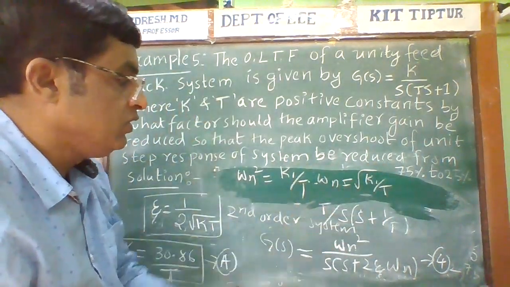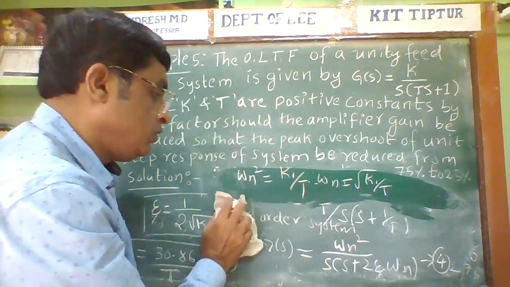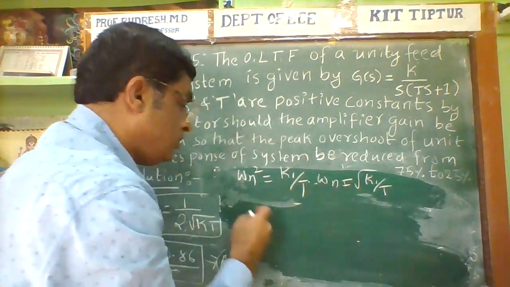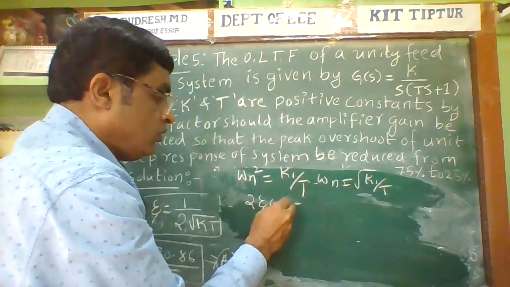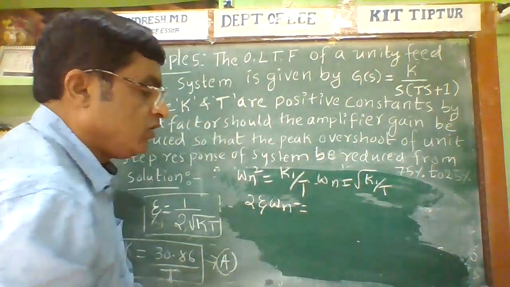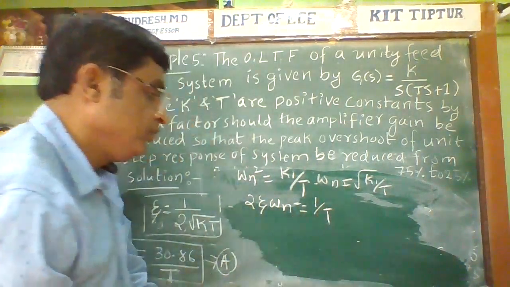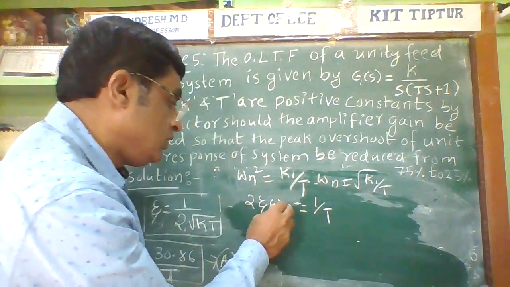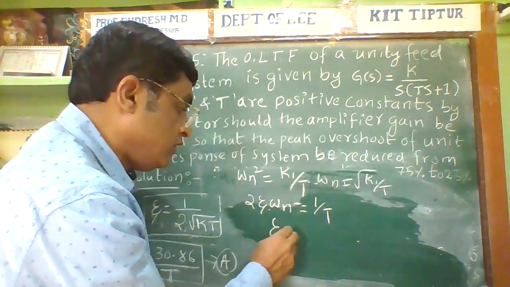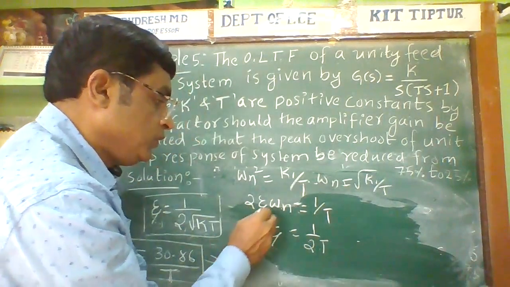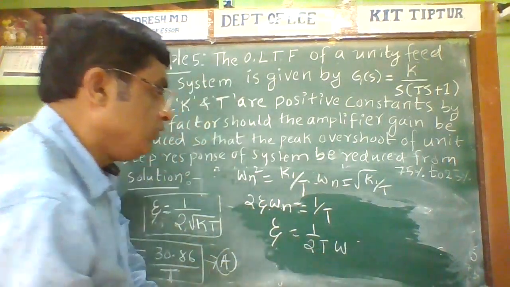Now numerator with numerator. So now the 2 zeta omega n is equal to what? 2 zeta omega n is equal to 1 by t. Therefore, zeta is equal to 1 by 2 into t into omega n.